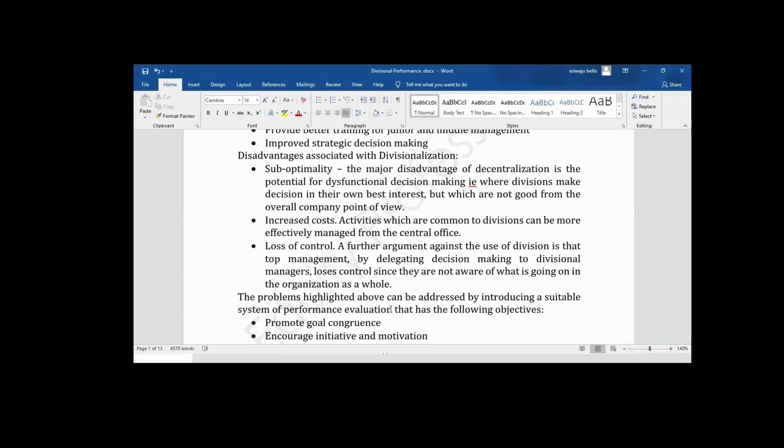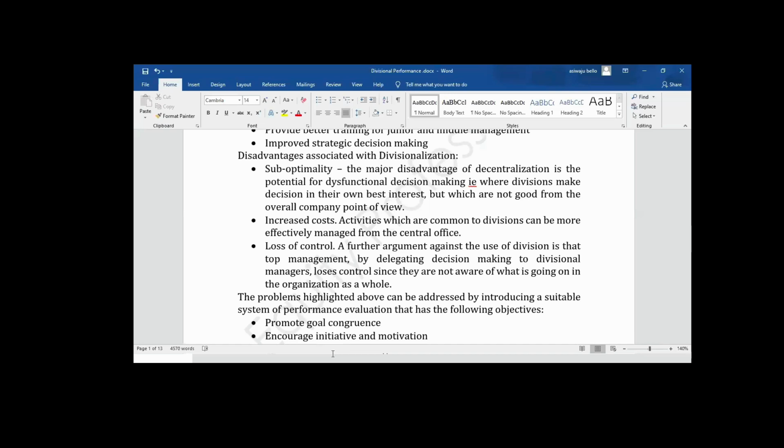The company must introduce a suitable system of performance evaluation. The performance evaluation method should be able to address the following objectives. One, the performance measure must promote goal congruence, meaning the objective of the division must be in line with the objective of the corporate head office.